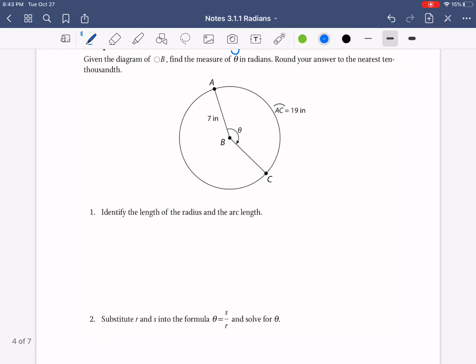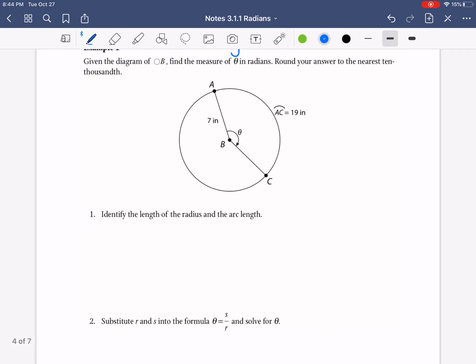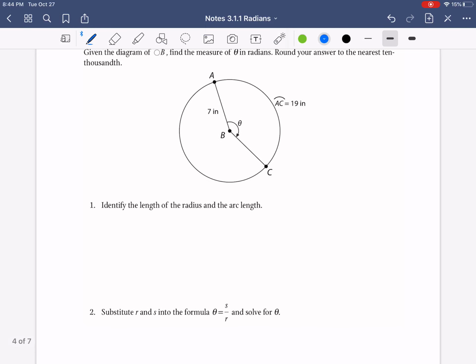All right, so we had a little formula. It was theta equals S over R. So S is your arc length and R is your radius. So the first thing that they want us to do, step 1, is find the length of the radius, that's R, and the arc length, that's S. So the radius of the circle is given to you in the diagram. The radius of our circle is 7.